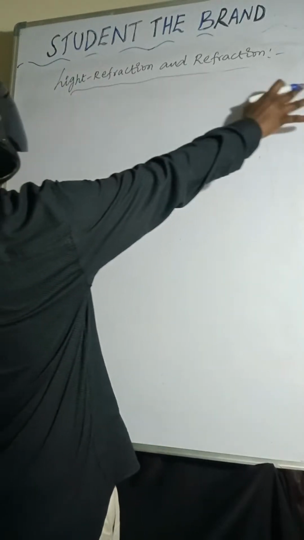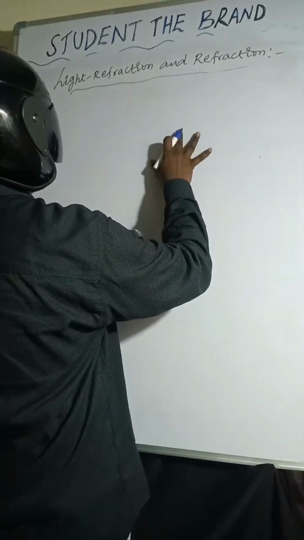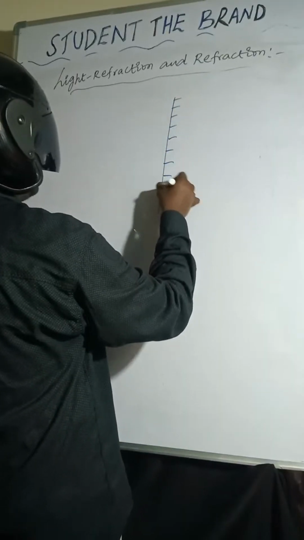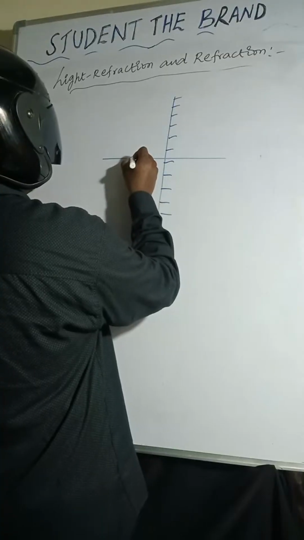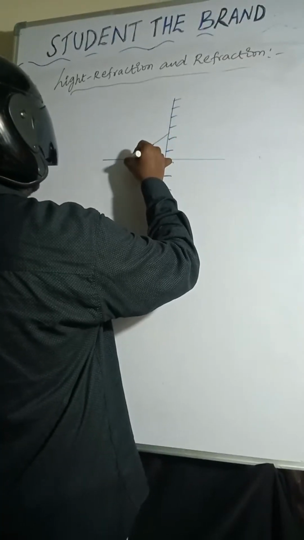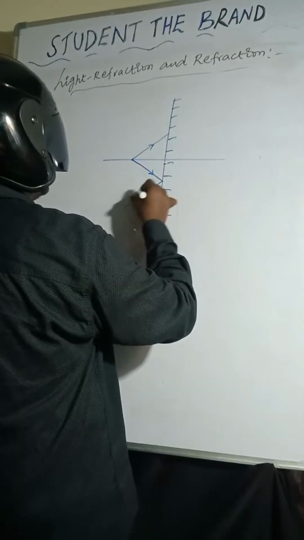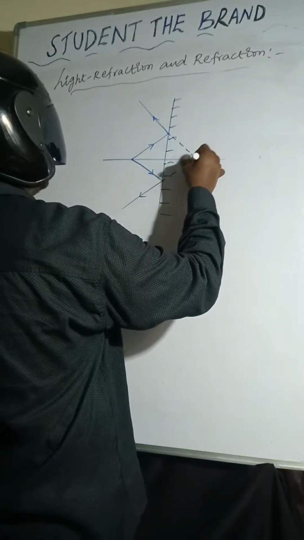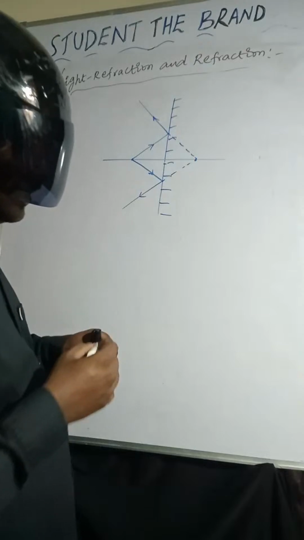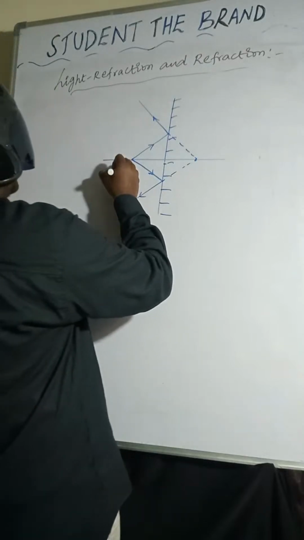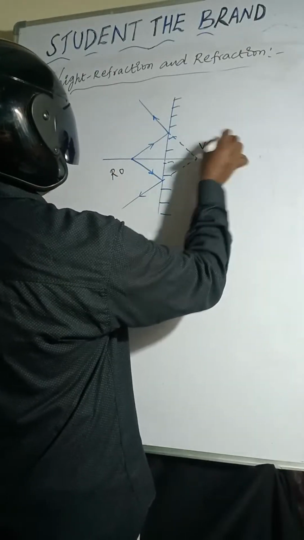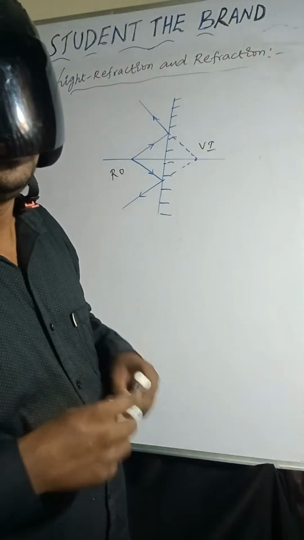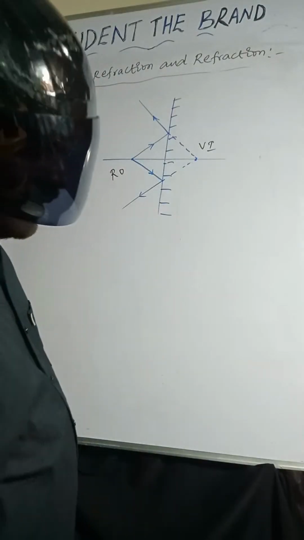So coming to light reflection and diffraction, we will discuss object and image. I am taking this is a plane mirror. Here is the object, so light rays are coming from here, and after reflection those are moving away from it. If you extend these light rays, the image will form here. So real object and virtual image. Okay, so here you can see.